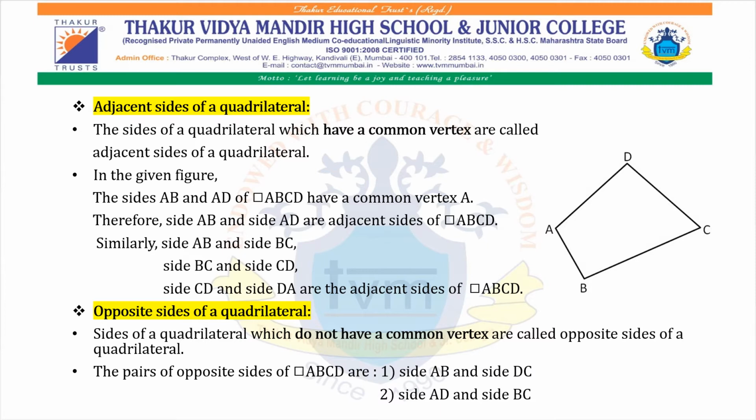Now we will see opposite sides of a quadrilateral. Sides of a quadrilateral which do not have a common vertex are called opposite sides of a quadrilateral. The pairs of opposite sides of quadrilateral ABCD are side AB and side DC, side AD and side BC.